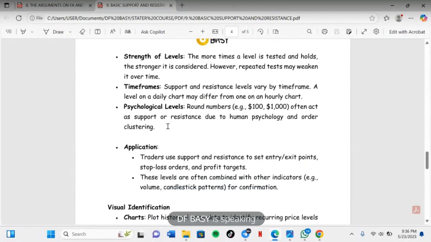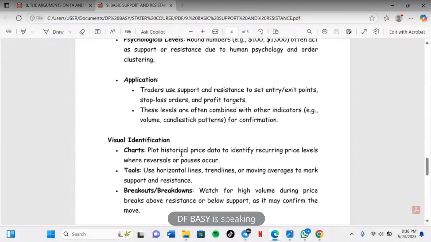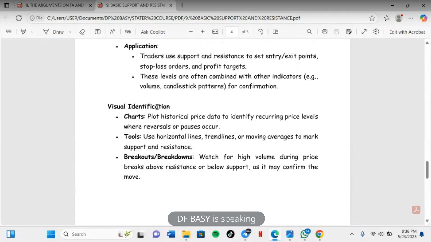On the 30 minutes time frame, the place you're calling a support can be liquidity on the 4 hour time frame. So that's why you need to learn how to do top-down analysis, which is on the intermediate course. So, visual identification.